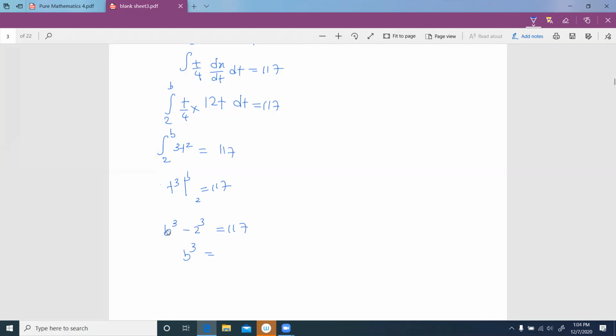117 plus 8, sorry, not minus 8. That is 125. So therefore b is equal to the cubic root of 125. What is the cubic root of 125? It turns out to be 5.